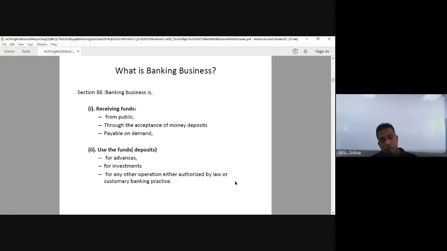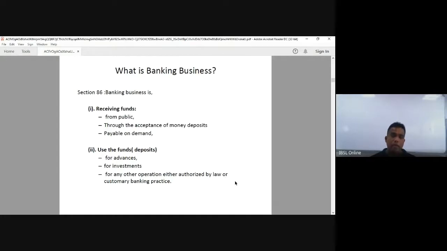So there are two parts in the banking business. One, you take funds, you receive funds, right? Then you utilize that fund to generate income. Now we'll see under what conditions we receive funds. Banking business has been interpreted in section 86.